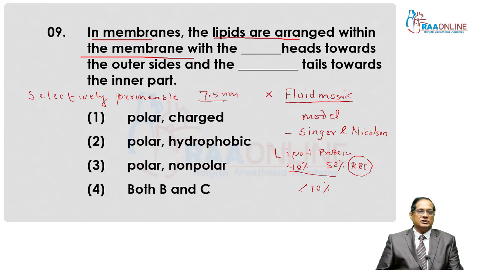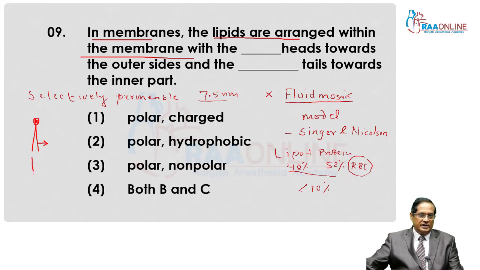As far as its structure is concerned, the membrane is made up of two layers of lipid, that is bilayered. Lipid is bilayered in membrane. And if we see the molecule of lipid, it has a hydrophilic head and two tails. They are hydrophobic.